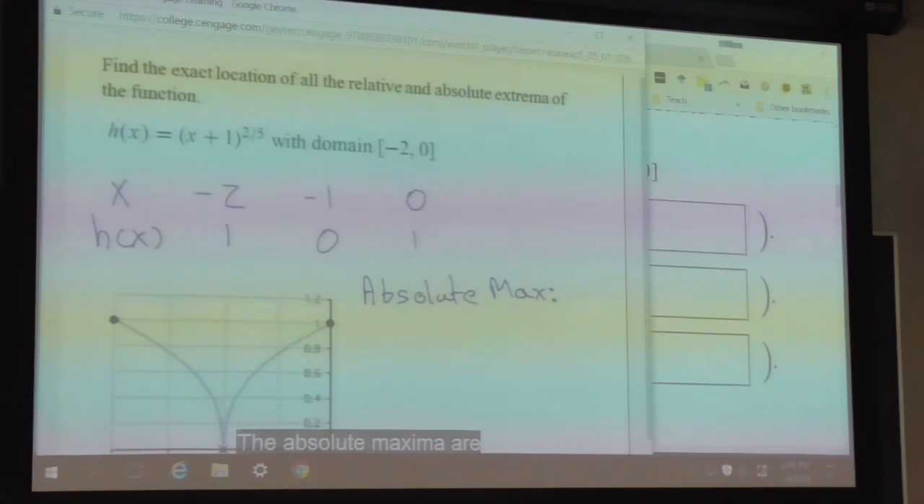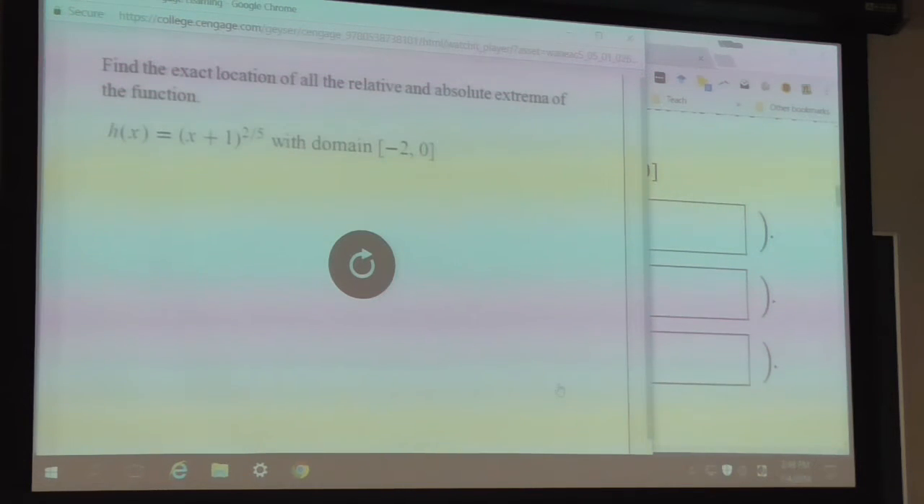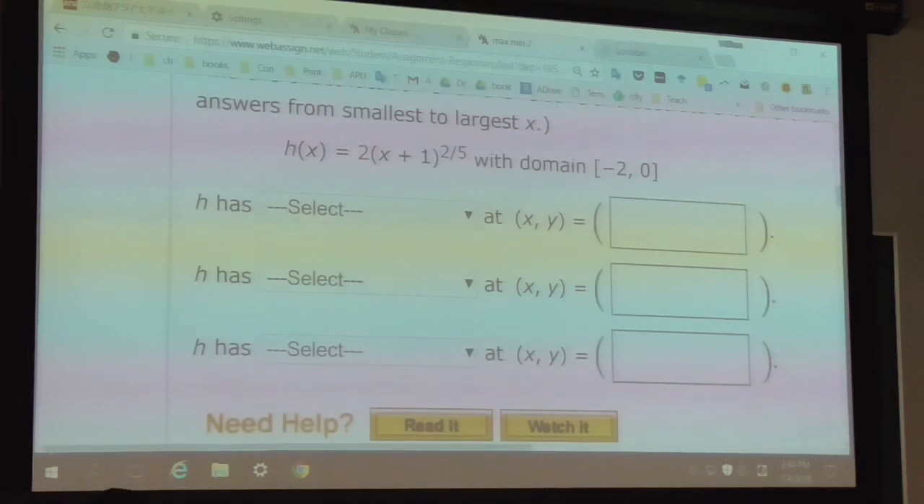The absolute maxima are located at -2, 1, and 0, 1. And the absolute minimum is at -1, 0. All right. Let's see what else is there.